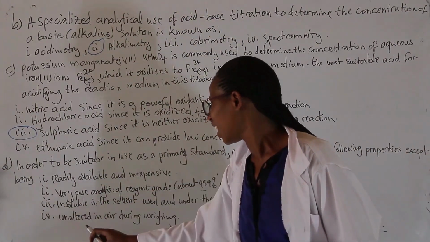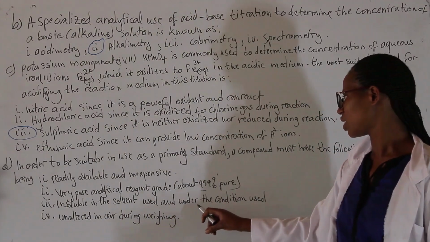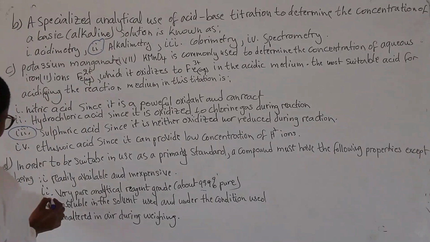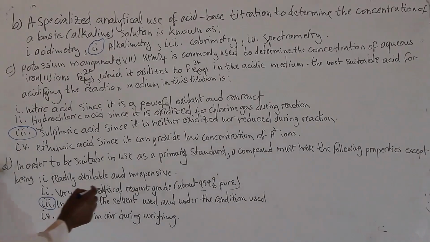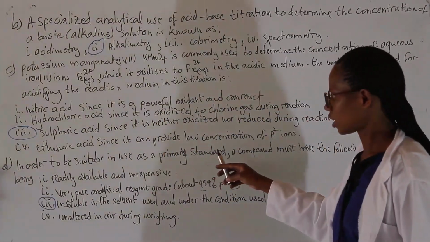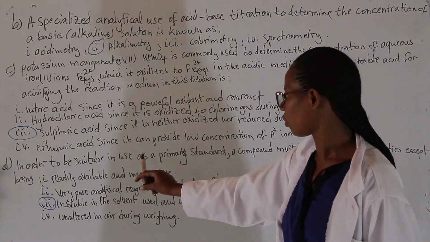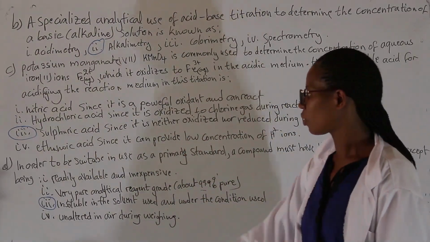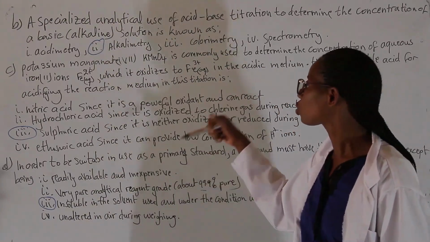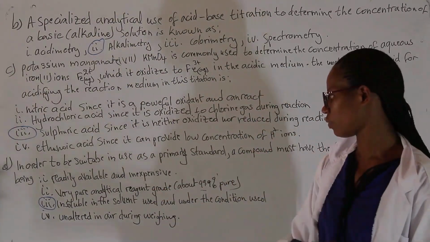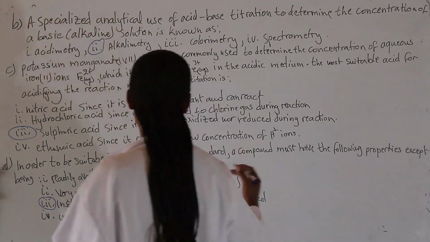For number 3, insoluble in the solvent used and under the conditions used. This is the one which is not a correct property of a primary standard, because this primary standard should be soluble so that it can be mixed with the solution you are preparing.